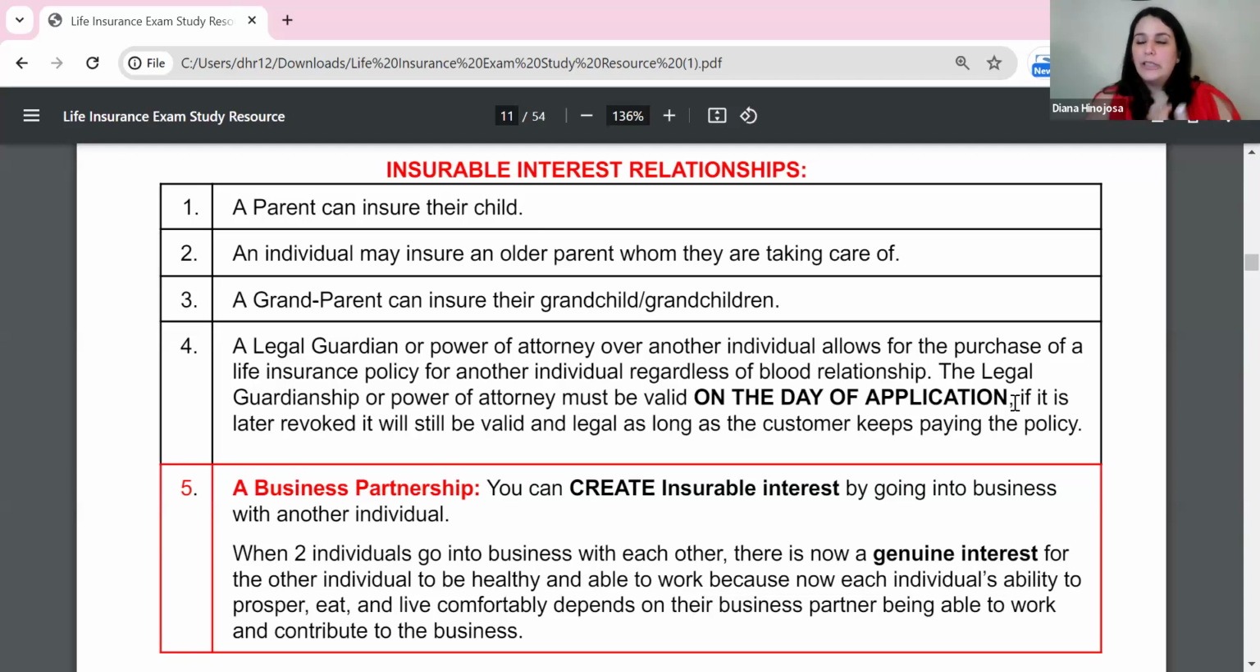So now our livelihood depends on each other, showing up, being healthy, and doing our jobs so that we can both have a good standard of living. Now we've created insurable interest with each other and we can buy those policies. So that is the train of thought with that. So again, these 5 relationships, we can sell policies to. If they're not one of these 5, we cannot.